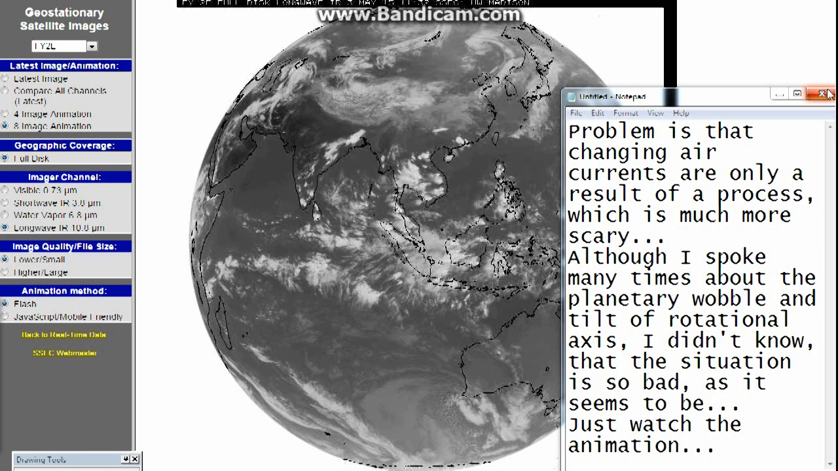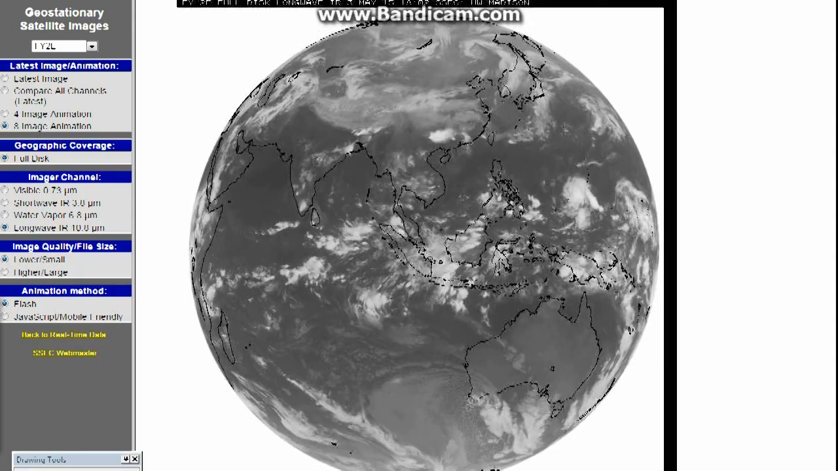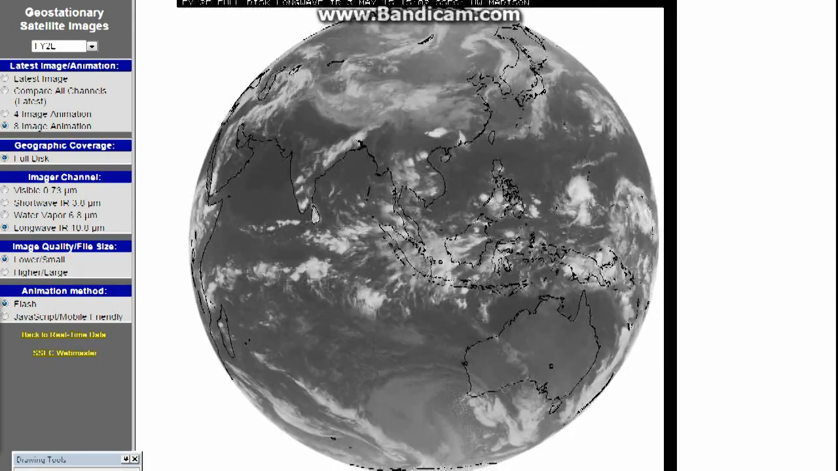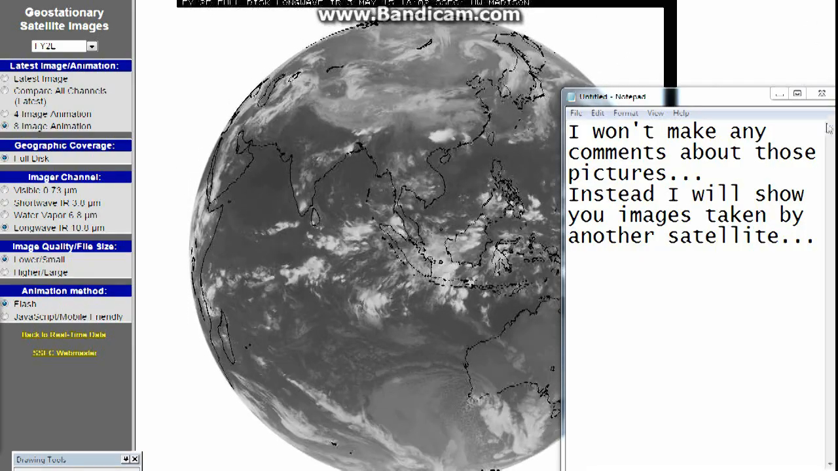Although I spoke many times about the planetary wobble and tilt of rotational axis, I didn't know that the situation is so bad as it seems to be. Just watch the animation. I won't make any comments about those pictures. Instead, I will show you images taken by another satellite.